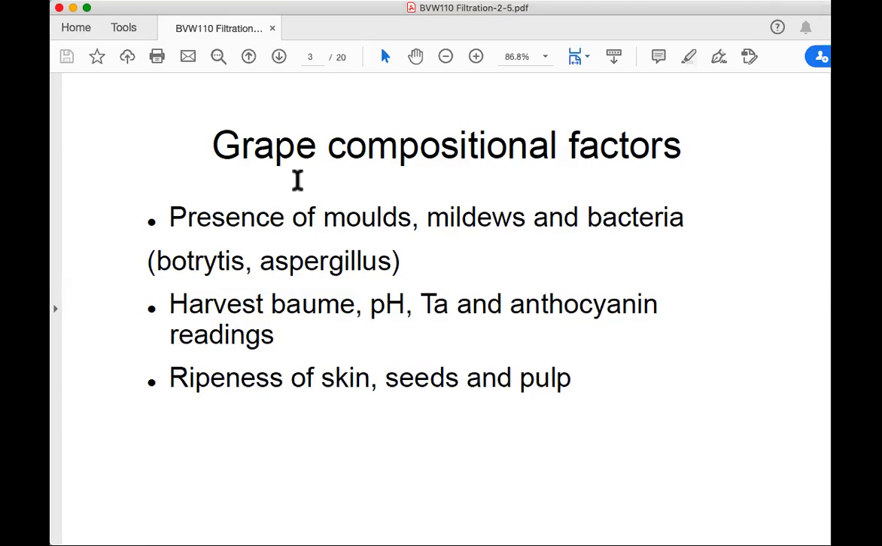And the influence that these molds, mildews, and bacteria have is they quite often produce large or high molecular weight compounds that don't cause any refraction when we measure the turbidity. So in other words, the wine looks clean, but when we come to filter the wine, these large molecular weight compounds interfere with the filtration of the wine. So that's a significant impact.